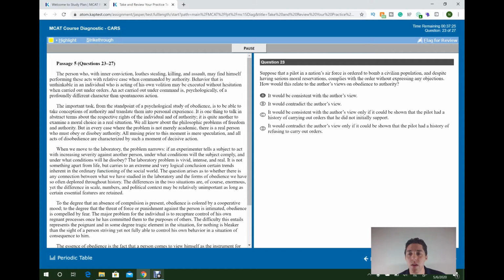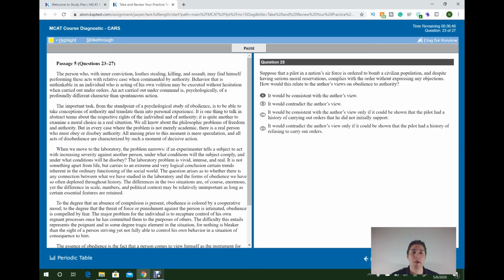If we move forward, we could see that it talks about the history of carrying out orders. If the pilot had a history of refusing to carry out orders, the author doesn't really talk about this. So I answered this question just with the first paragraph. I will keep in mind, though, by the time I finish all the paragraphs, that I might need to go back and change my answer. But right now, I'm feeling confident with it.